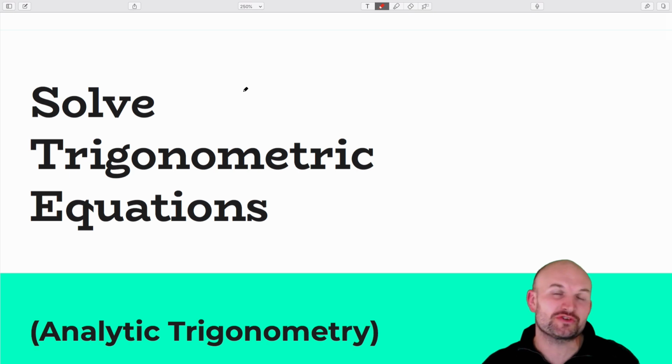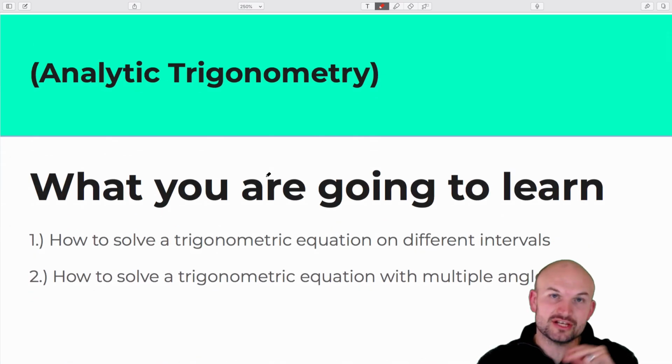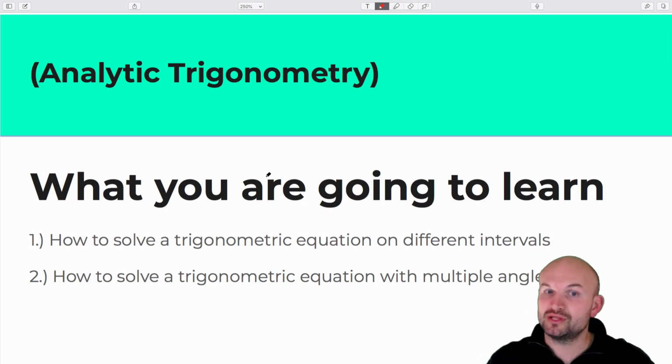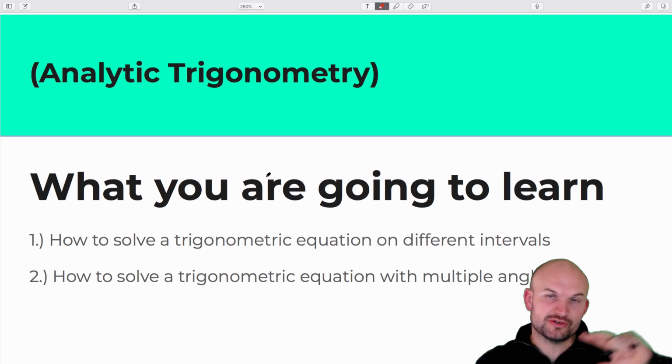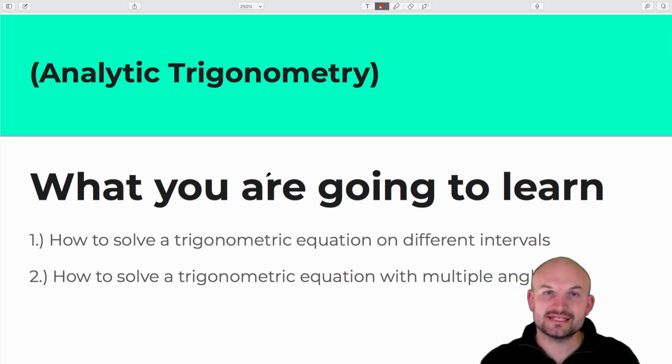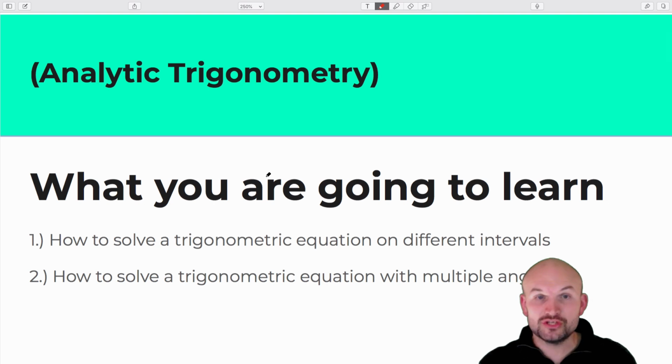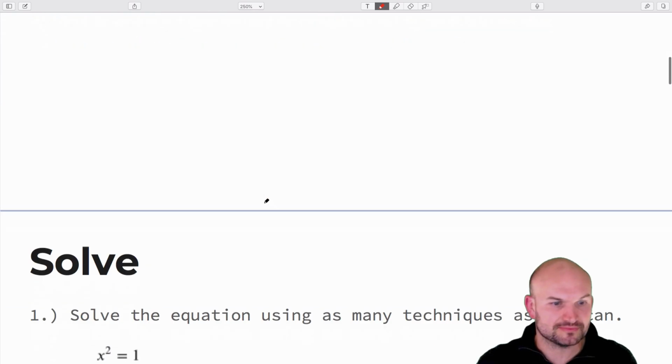to solve trigonometric equations. Now, this is the third lesson in our chapter for analytic trigonometry, and what we're going to work on is solving trigonometric equations on different intervals, as well as being able to solve trigonometric equations with multiple angles. So again, what I'm going to do is work through the notes that I've given to my class and provide them with some solutions and hopefully help explain for you how to solve different types of trigonometric equations.